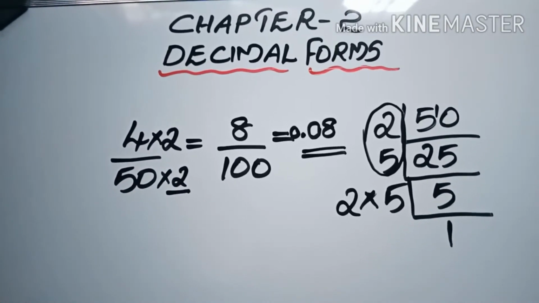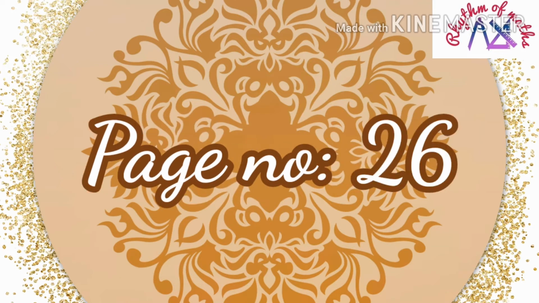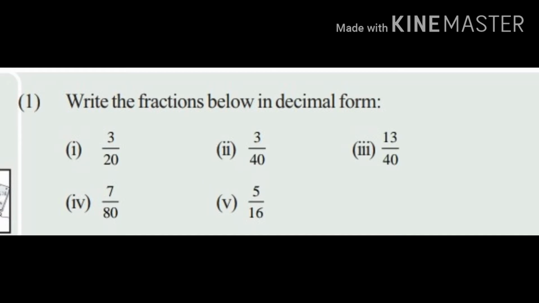Okay, now using this, let's do the problems. Now let's do the problems from the textbook. Okay, so from page number 26, first activity, first question. Here is your question. First question, write the fractions below in decimal forms. Total 5 fractions are given. You have to write the decimal form of each fraction. Okay, so let's start from the first sub question, that is 3 by 20.